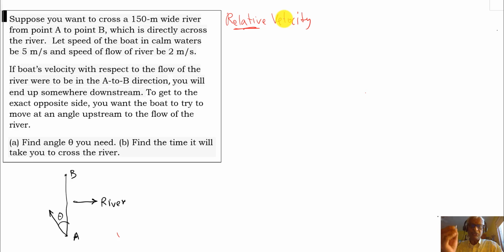So here, what are the two references we're talking about? In this figure, you can say there's a shore-based frame, and then there is a frame that moves with the river, a river-based frame. So there's the shore frame and there's the river frame.